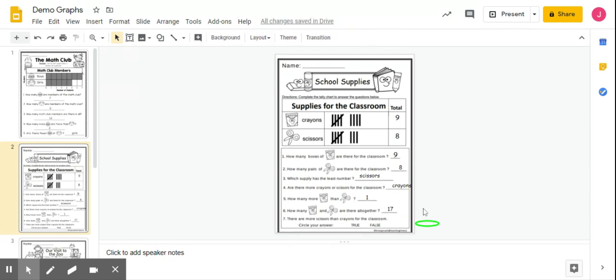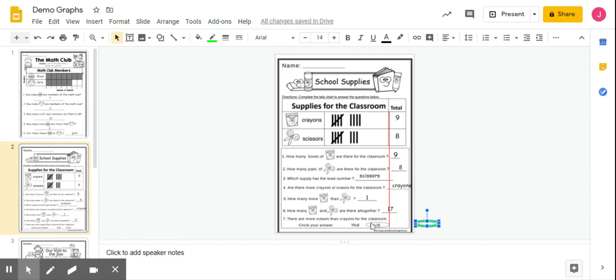Now for this last one, the question is asking, there are more scissors than crayons for the classroom. Is this true or false? For this one, you would pick up your green circle and you would move it over the correct answer. So let's think about this. There are more scissors than crayons. Well, that doesn't make sense to me because there are actually more crayons than scissors. So this statement is false.